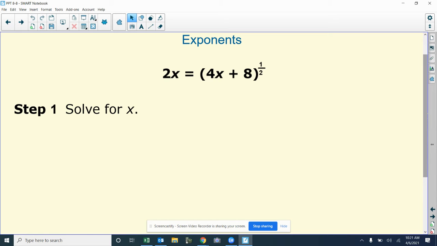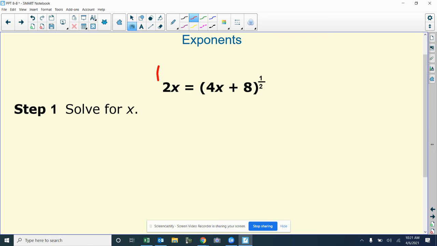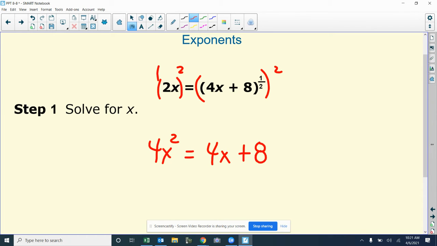Okay, what do we gotta do to both sides? Yeah, half, that's like squaring, right? We're gonna square both sides. So you gotta be careful on some of these. You gotta be actively thinking about squaring both sides, okay? So 2x times 2x is gonna be 4x squared equals 4x plus 8.